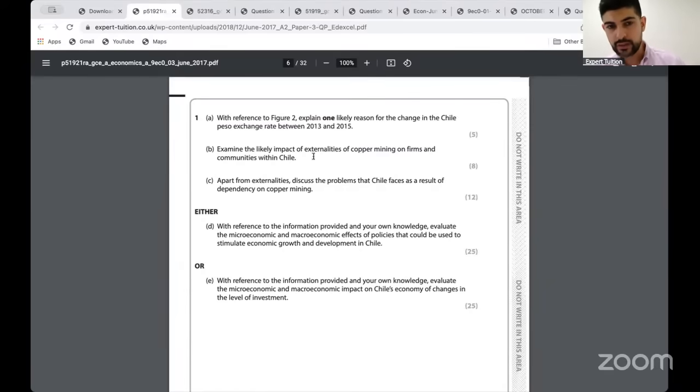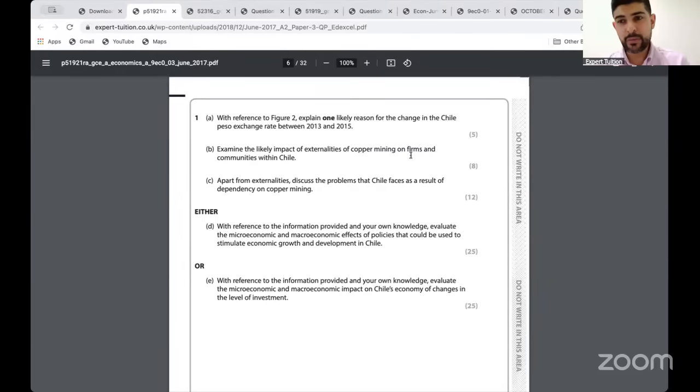Now, this question is: examine the likely impact of externalities of copper mining on firms and communities within Chile. Now, in truth, again, I think they should have put the word "and" in bold, because I would do it in a way where I do one paragraph about the impact on communities, another on firms. Now, to save time, you guys can obviously pause this when you watch it back later and read the extract fully. But the extract is all about how the copper mining process uses up a lot of fuel. Do you guys agree that fuel is probably bad for the environment?